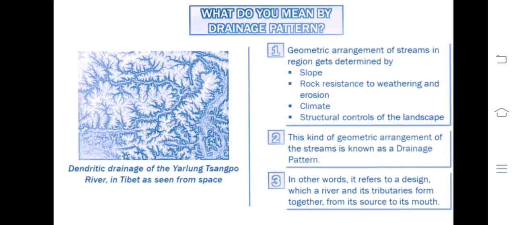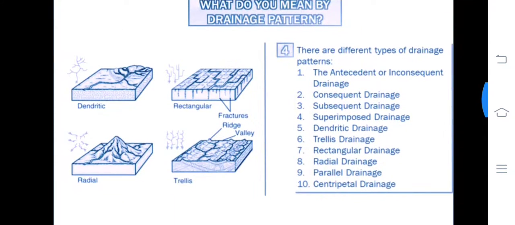Dendritic drainage of the Brahmaputra river in Tibet is seen from space. Yes, this kind of drainage pattern is followed by our Brahmaputra river that emerges from the Tibet region. We have a lot of drainage patterns, like antecedent or inconsequent drainage. What does it mean, Komal? Antecedent means before any barriers. Open your ears, very important. Antecedent drainage means before any physical barrier there was a river system.